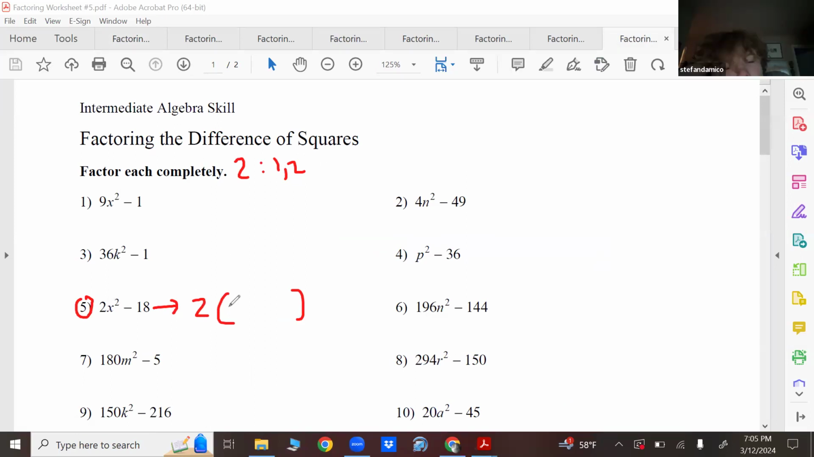Take the 2 out. So x squared and 18. No, you gotta take the 2 out. You gotta divide by 2. So x squared minus 9. Okay.